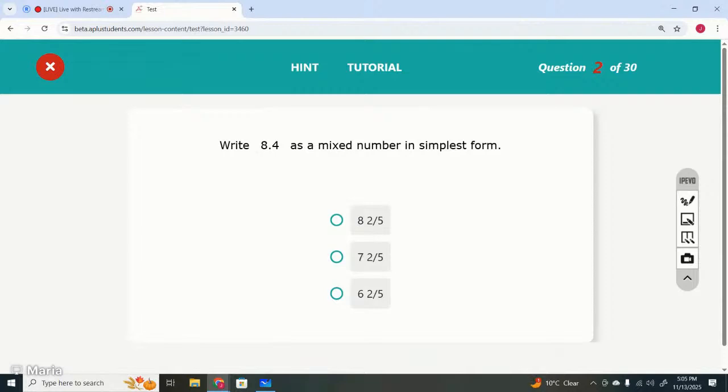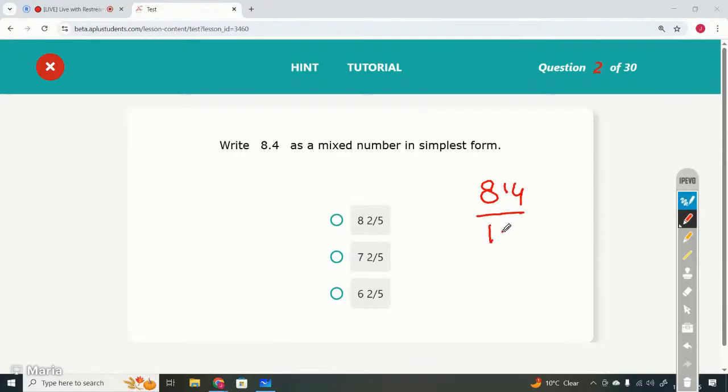Write 8.4 as a mixed number in simplest form. Let's remove the decimal point first, right? So 8.4, remove the decimal point, put a 1, and after the 1 we have a 0. So that is 84 by 10. Let's divide 84 by 10. 10 times 8 is 80. 84 minus 80 is 4. So that is 8 whole 4 over 10.